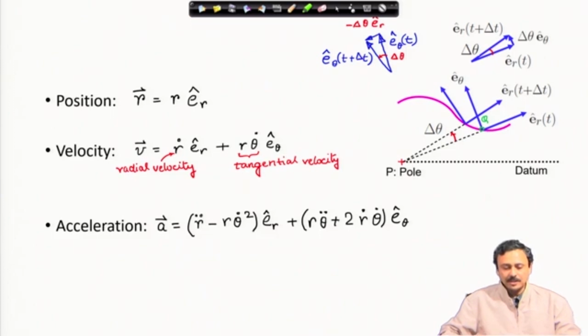Now, let us look at these terms. In the velocity vector, we have this radial velocity, which is along the radius, along the Er cap direction, and we have the tangential velocity, which is r theta dot, along the E theta direction. So, it is tangential to the radial line.